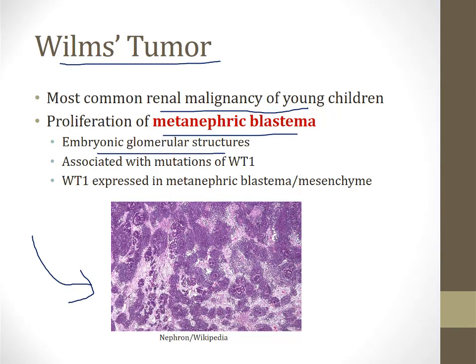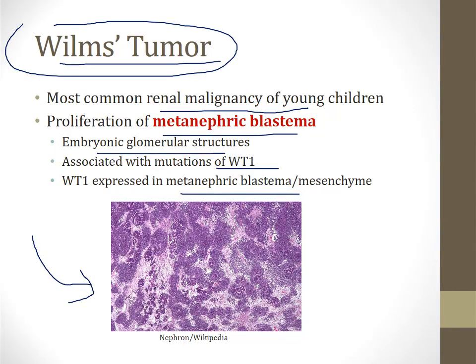All this purple stuff is embryonic glomerular structures, and this type of cancer is associated with mutations of a gene called WT1, and this is a gene that is normally expressed in metanephric blastema or metanephric mesenchyme. So all this should make sense to you now. This tumor is basically related to aberrancy of the embryologic structures in the kidney, and that's why it leads to tumors that occur in young children.